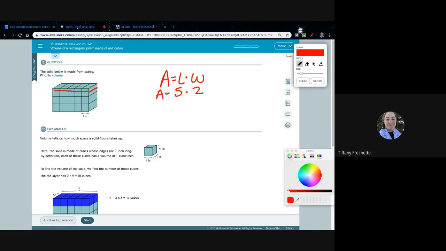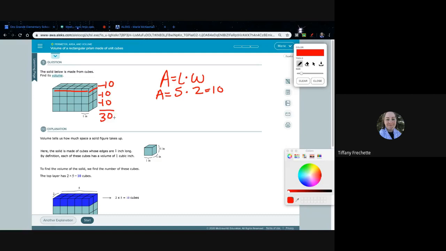2. So the area of just the top layer is 10, because 5 times 2 is 10. So this layer has 10 blocks in it. And then how many layers do I have? I have 3 layers. Each layer has 10 blocks in it. So I can go 10 plus 10 plus 10. Well, that's 30. But repeated addition also means multiplication. Instead of 10 plus 10 plus 10, I could have said 10 times 3, which is how tall it is, would get me 30.